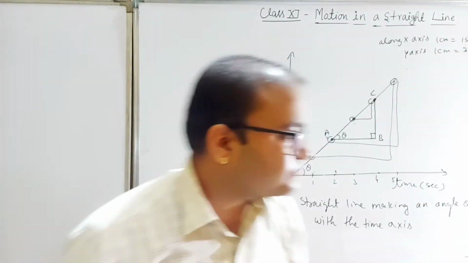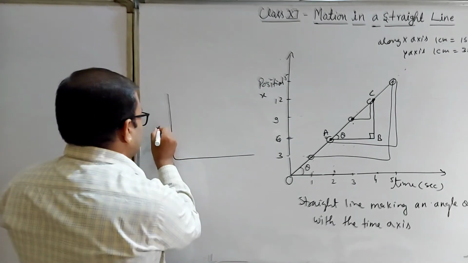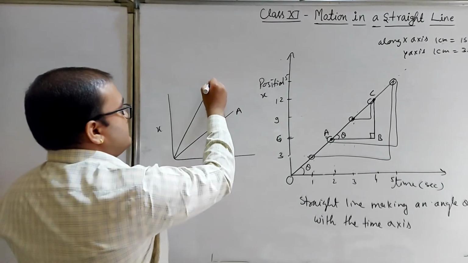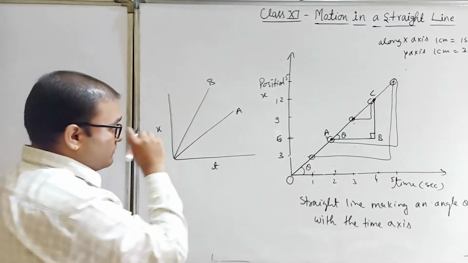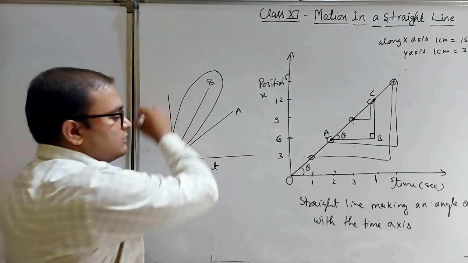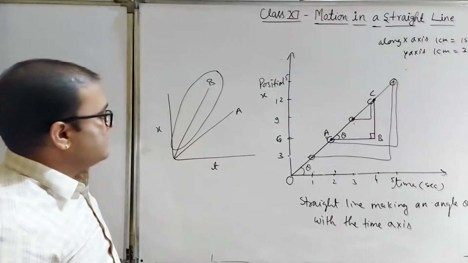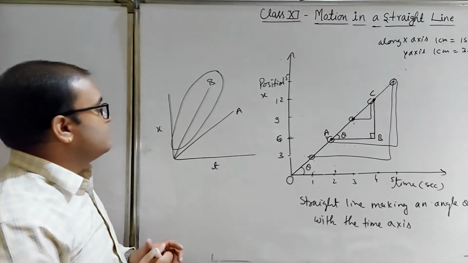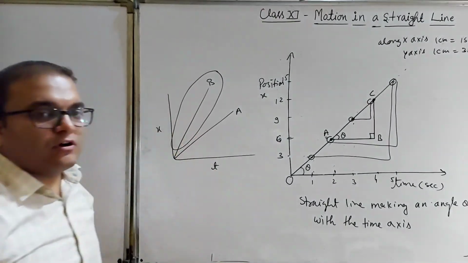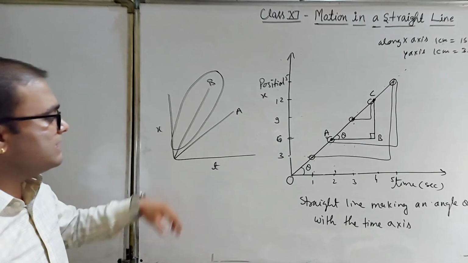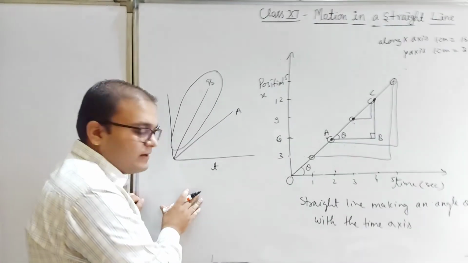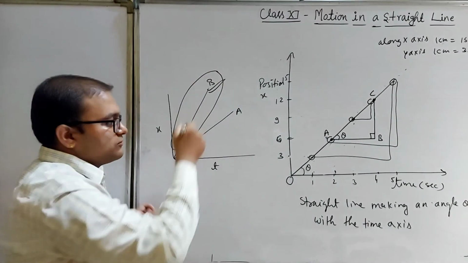Suppose in an x-t position-time graph, 2 graphs are there like this one. Suppose this is for object A, this is for object B. Then whose slope is more? This one is more, so its velocity or speed will be more, and the other's slope is less. So we can say about the speed of an object by the slope of the position-time graph. So its speed or velocity will be more.